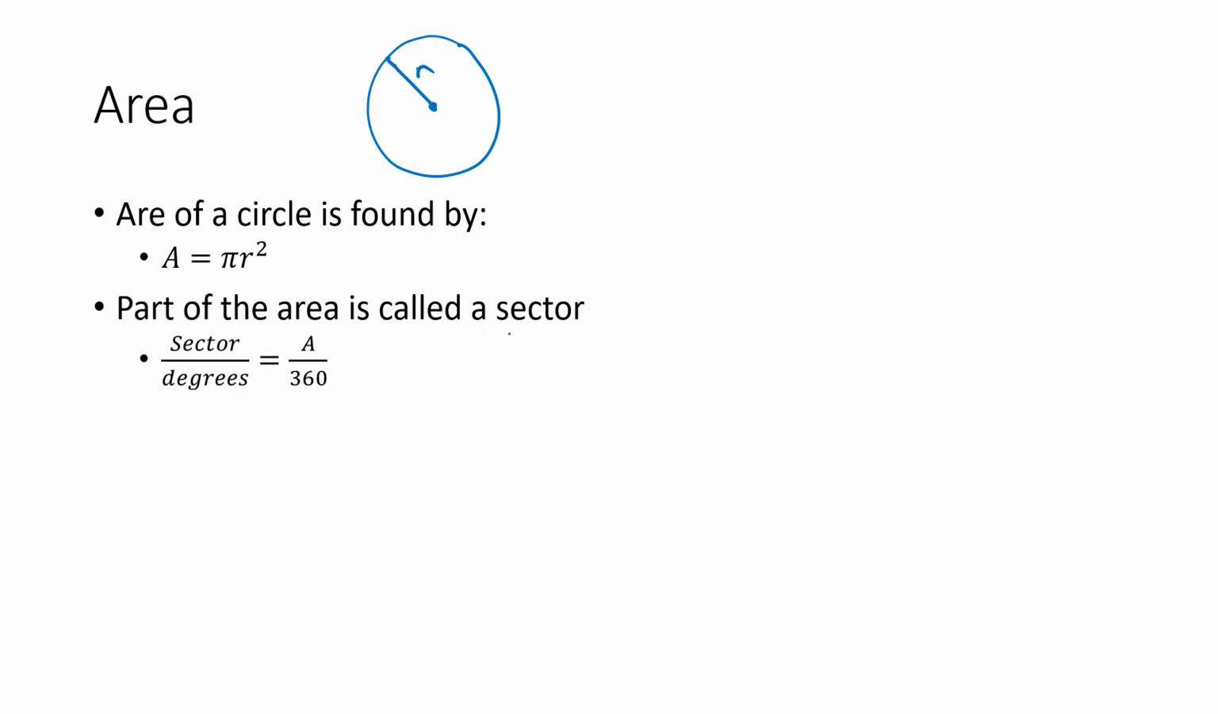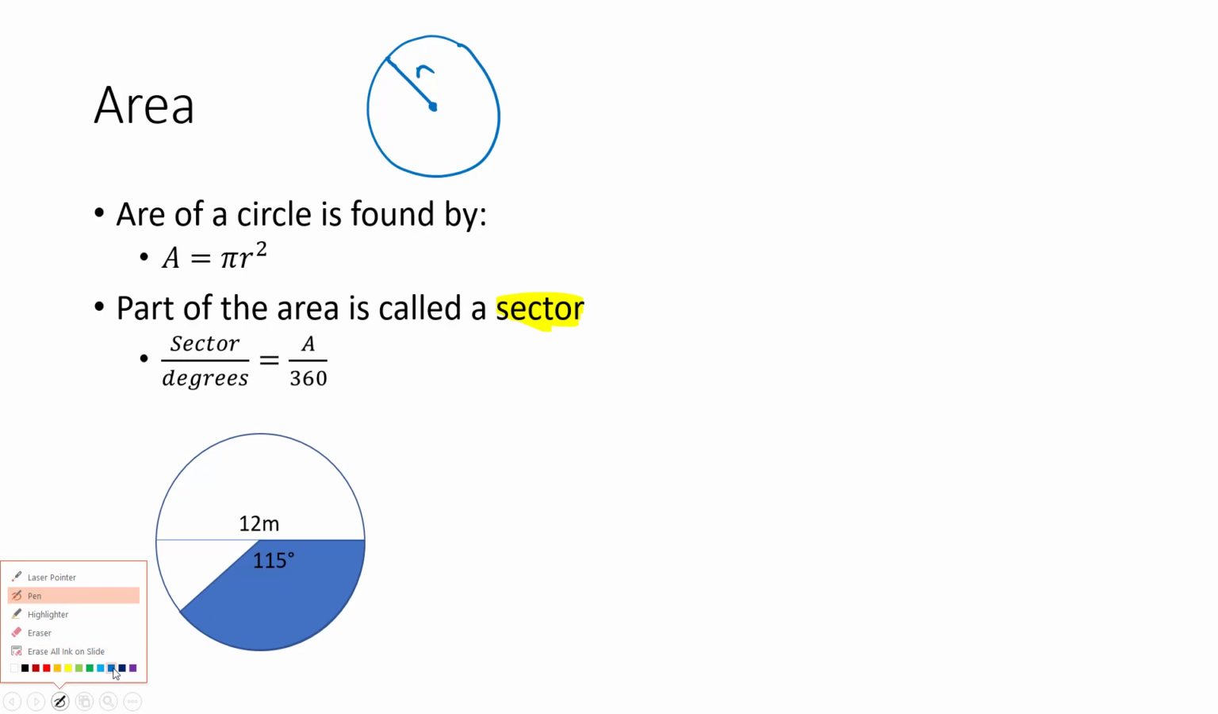Similarly, we can find part of the area, maybe a slice of pizza or a slice of pie. That's called a sector. Lots of vocabulary in geometry. To find a sector, we use a very similar proportion. We put the sector over the degrees is equal to the area over the 360 degrees. The area is on top, the degrees on the bottom. So here I've got a circle. 12 meters is the diameter, and we want the sector area of 115 degrees on there.